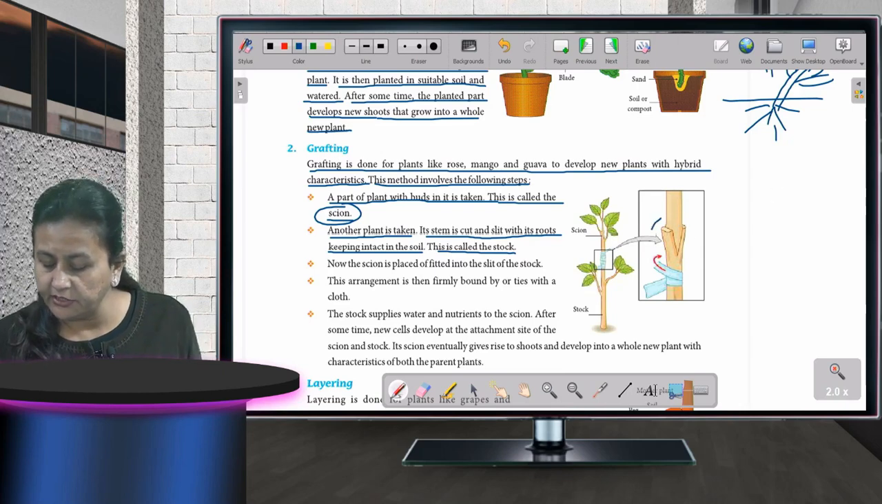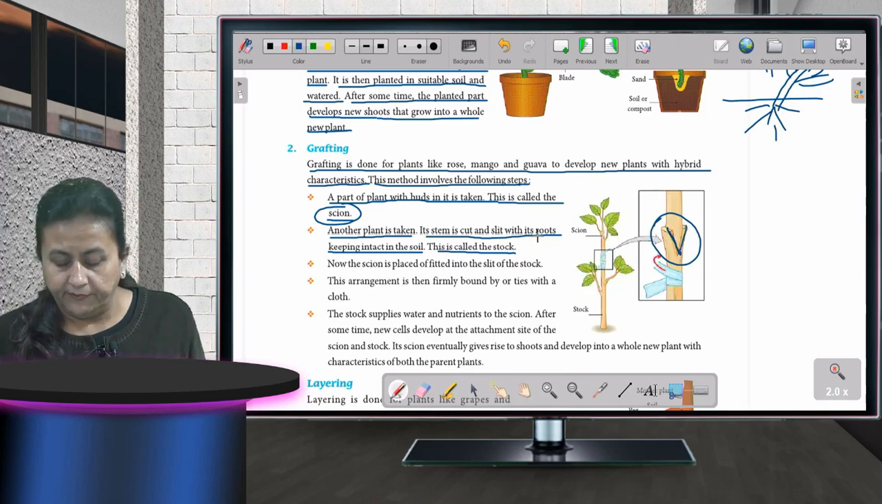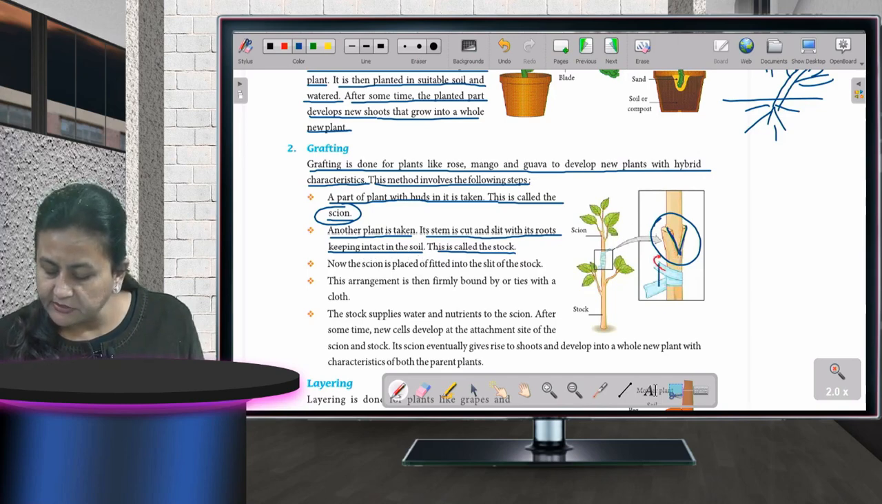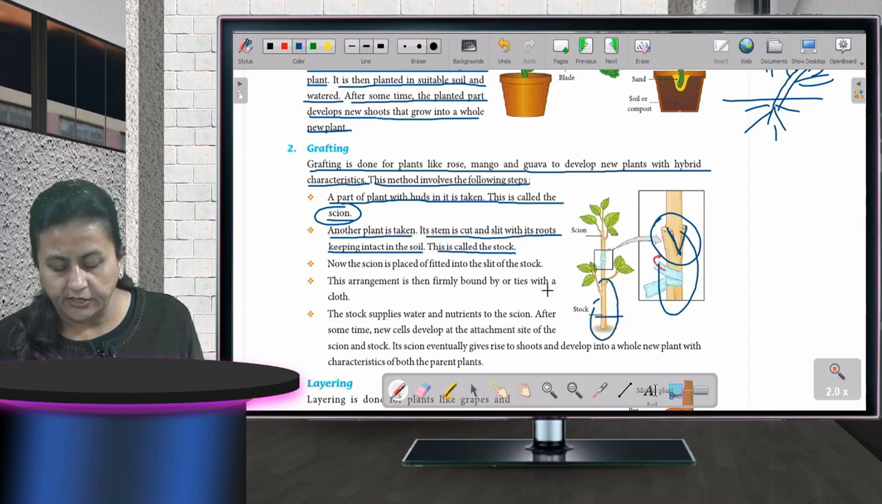You can see here also, the stem is cut and slit. You have put a cut over here. It's slit, with its root kept attached in the soil, which means this part is all in the soil. Now the scion is placed, fitted into the slit of the stalk.